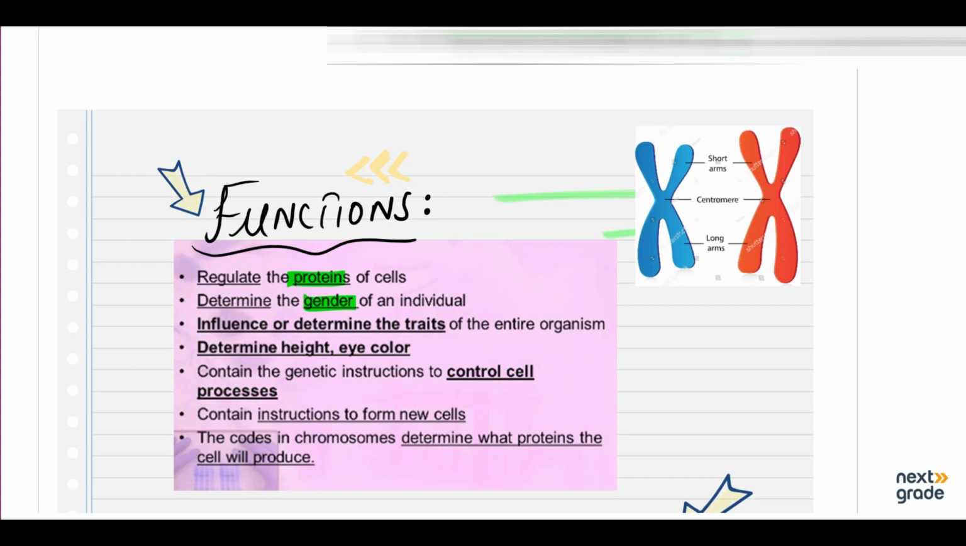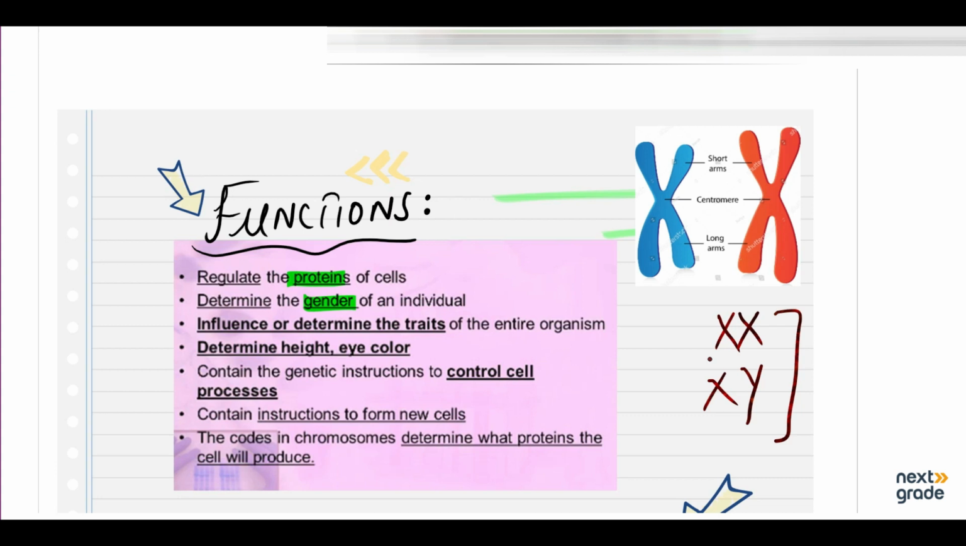You know that in human, in a girl, the chromosome is XX. In a boy, it is XY, right? So these chromosomes, they are determining the gender of an individual, right?